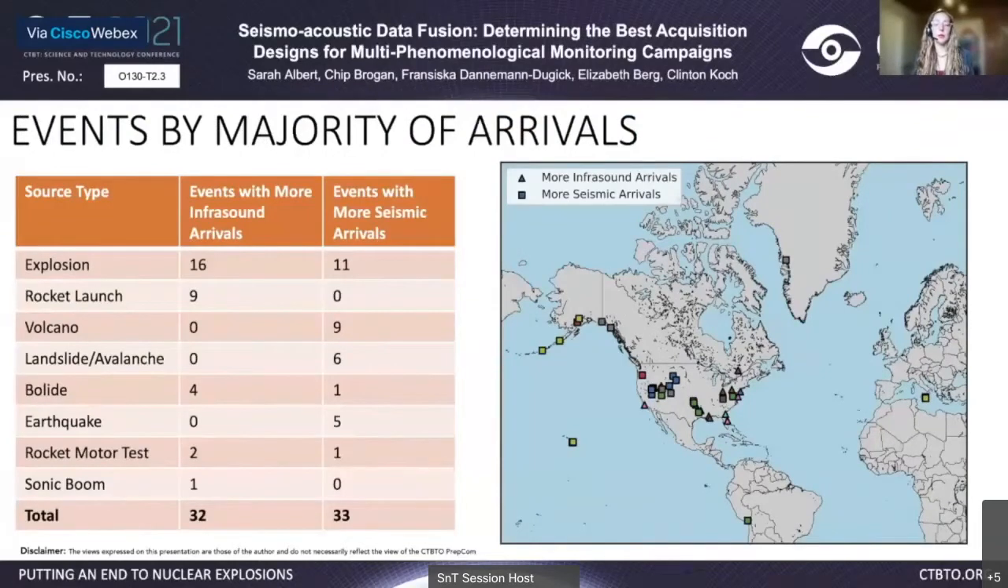We were also interested in the number of infrasound versus seismic arrivals for each event type, as this might provide some information about the source. The rocket launch and bolide signals seem to have more infrasound arrivals in general, while the other source types have more seismic arrivals. And this really makes sense because these sources, the rocket launches and the bolides, exert the most of their force on the atmosphere because they're physically traveling through the atmosphere.